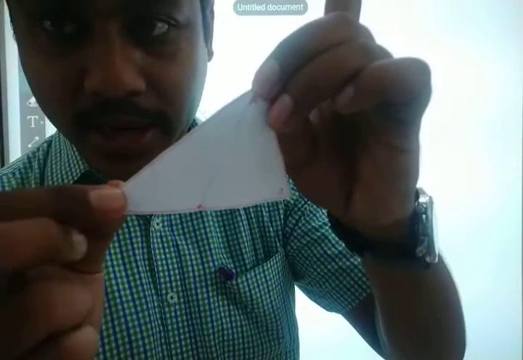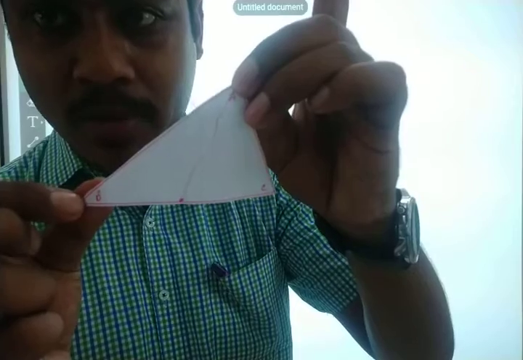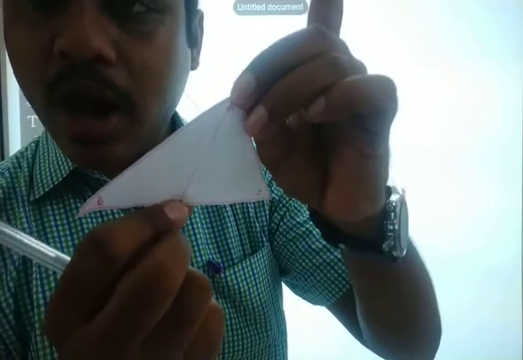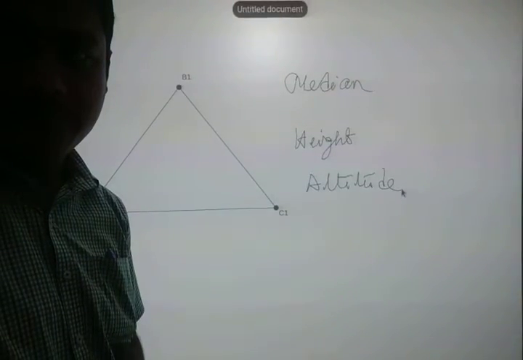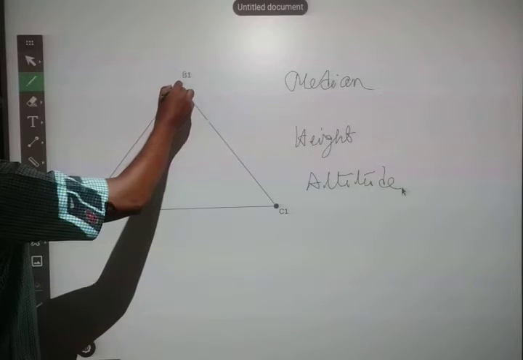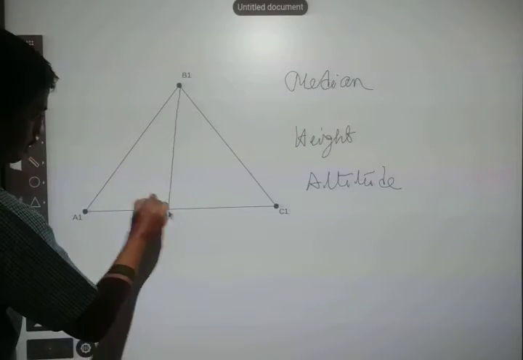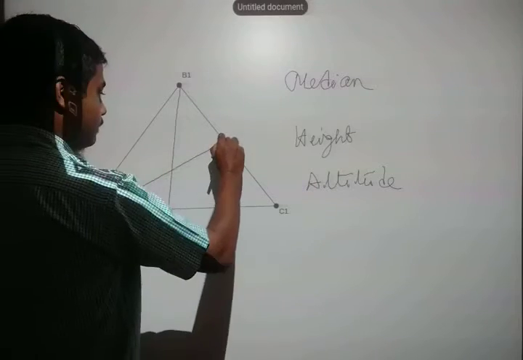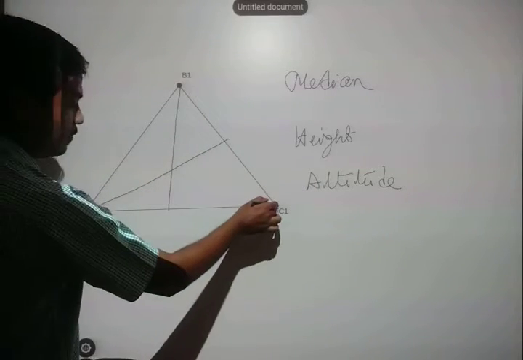At the midpoint of BC, you can see the triangle. It is at the midpoint of BC. So this is called a median. So how many medians can you draw from a triangle? Suppose you consider this as a triangle. I can draw one median from here. This is one median, and I can draw one median from here, and one from here.